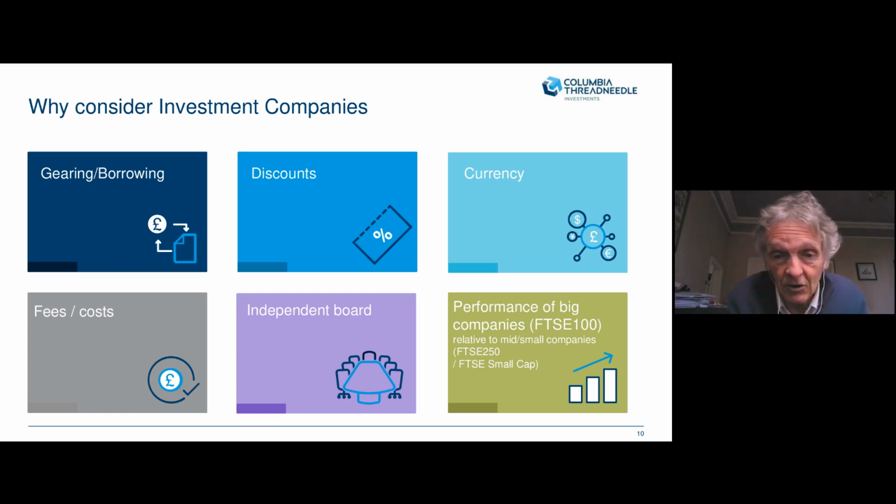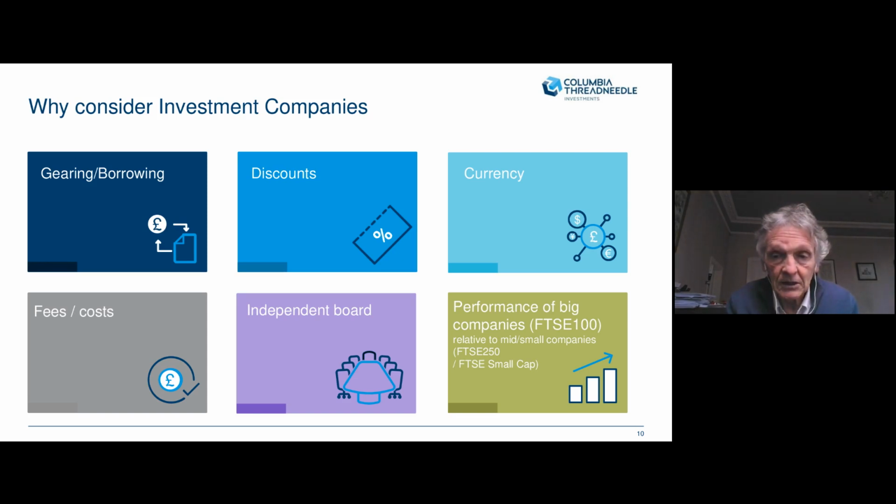Every investment company has got an independent board who now, over the last decade or so, have become much more active in defending shareholders' interests and trying to get the best out of the fund manager at the same time. And that bottom right point may not appear that important to you, but in my view, it's one of the key drivers to how investment companies perform. And it's the performance of big companies relative to medium-sized or smaller companies. And that's what's happened really over the last couple of years.